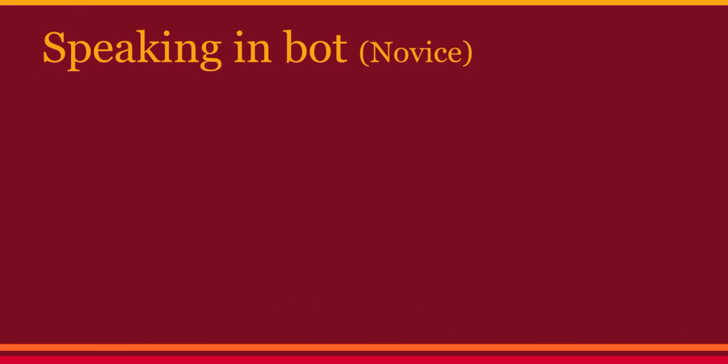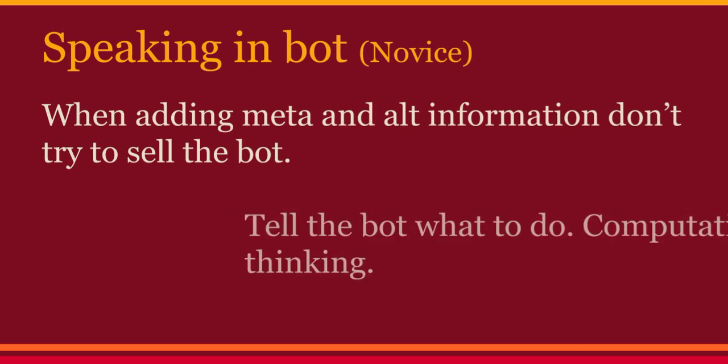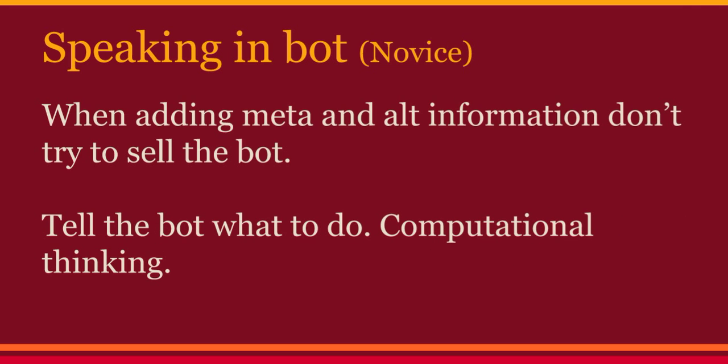So when we start talking in bot from a very novice level, when we add meta and alt information, we're not trying to sell to the robot. It's a different approach. When you're writing a title tag or a description tag on a page, you've got to step aside from talking to the consumer and put yourself in the perspective of talking to the bots, the program. You want to tell that bot what to do. You want to talk to it in computational thinking.